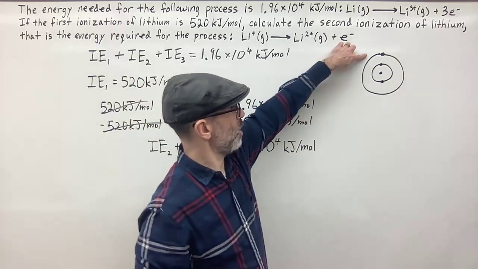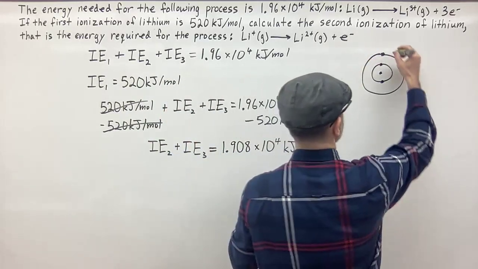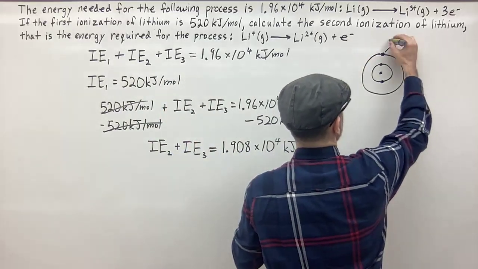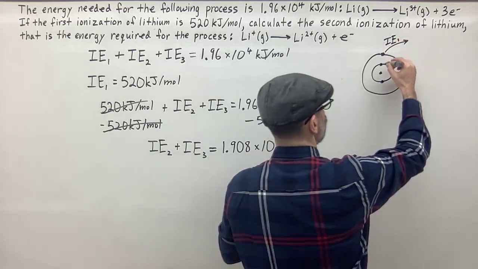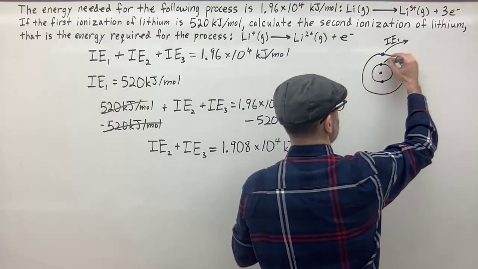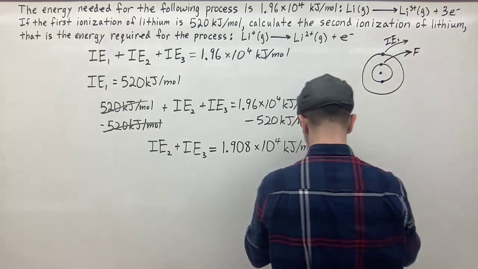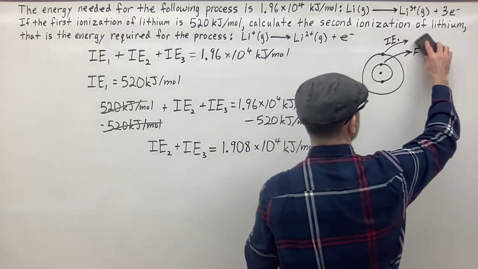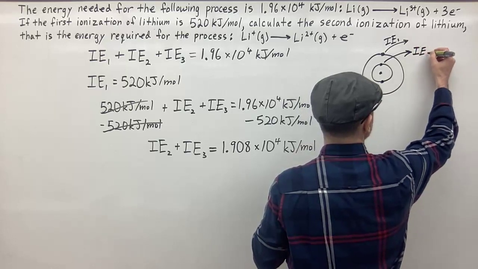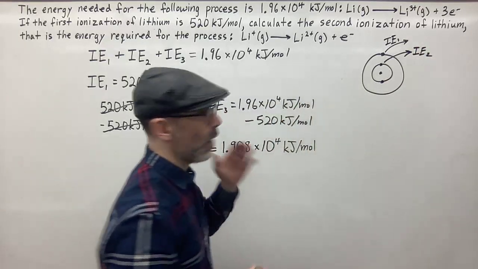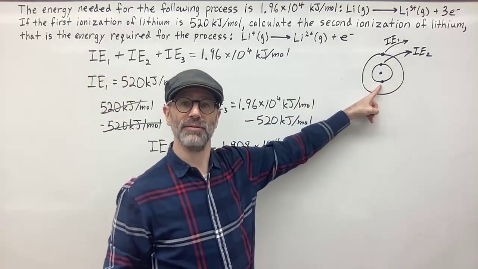So the first electron that's removed is the valence electron, the outermost shell in the second shell. So removing that one would be your IE1. Removing one of these two would be your IE2. So after you remove the second electron, you only have 1 electron left.